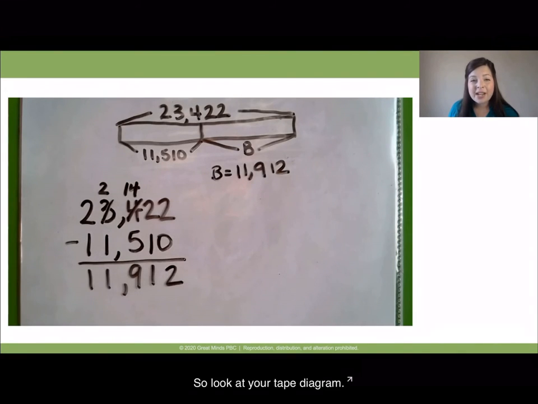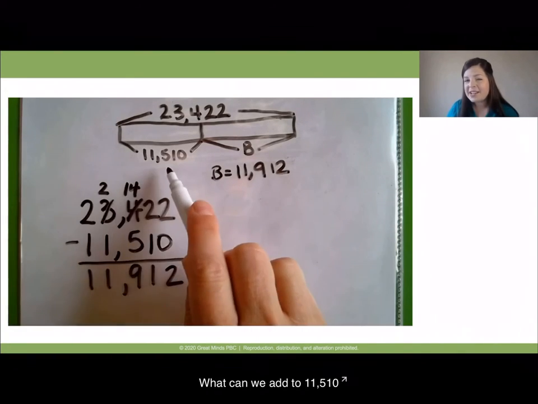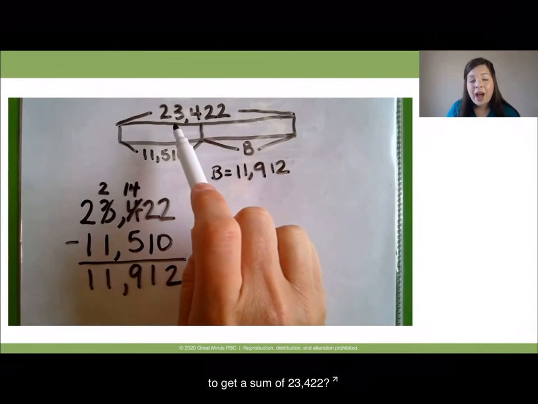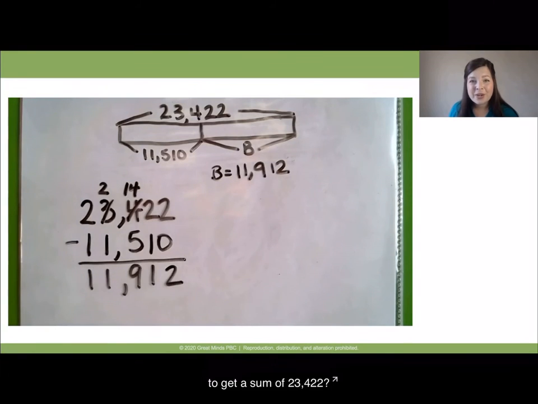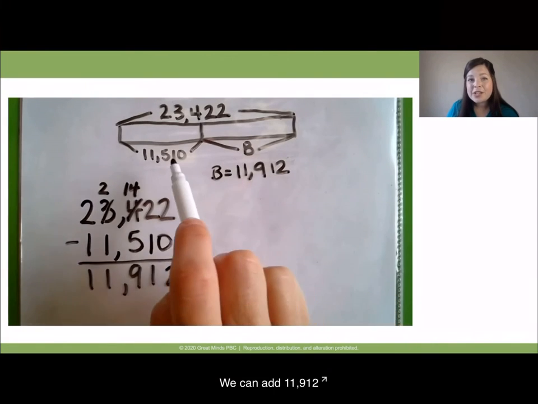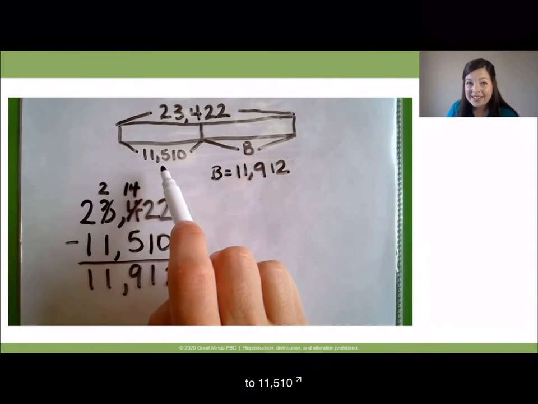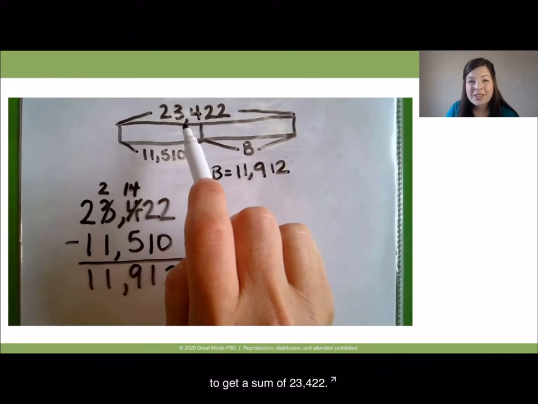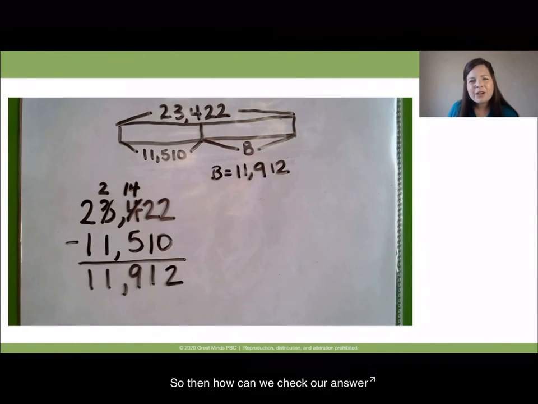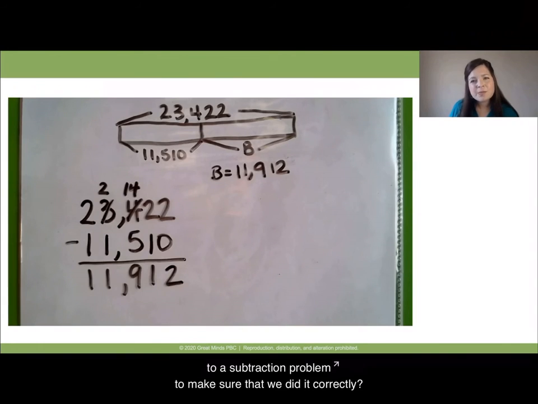So look at your tape diagram. What can we add to 11,510 to get a sum of 23,422? We can add 11,912 to 11,510 to get a sum of 23,422. So then how can we check our answer to a subtraction problem to make sure that we did it correctly?